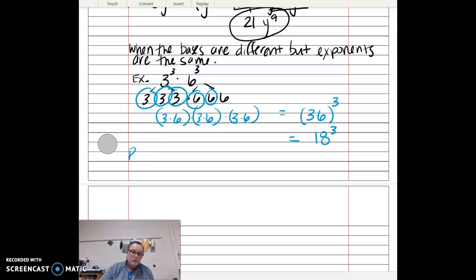So it looks like our rule for this one is, if we were to look at this, we're going to multiply the bases, but keep the exponent.